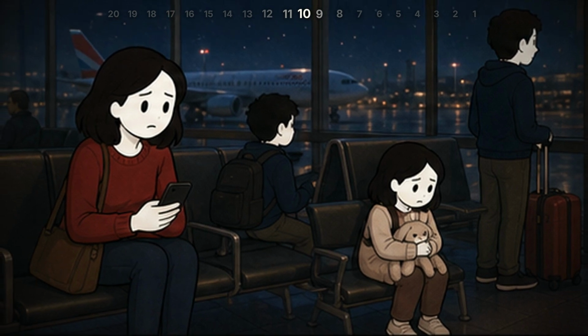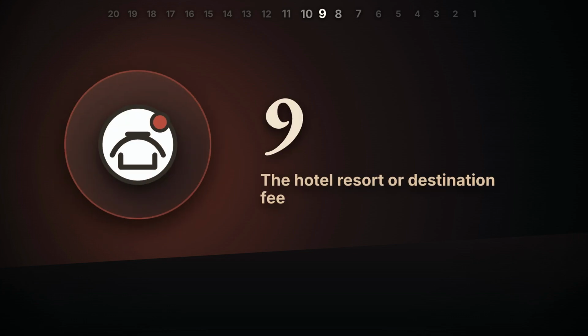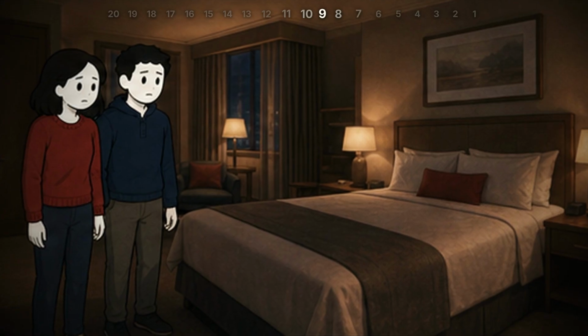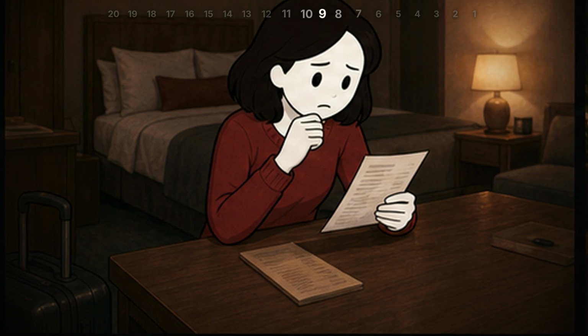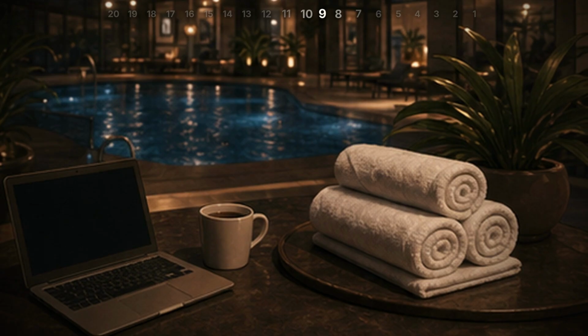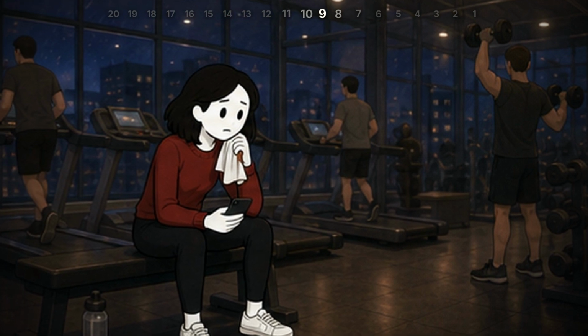Air travel separates one trip into smaller prices. Number 9 can add a required charge to a room you thought was already paid for. Number 9, the hotel resort or destination fee. A room may carry a mandatory fee for amenities such as internet, a pool, or a gym. You can owe it even when you never use those things.